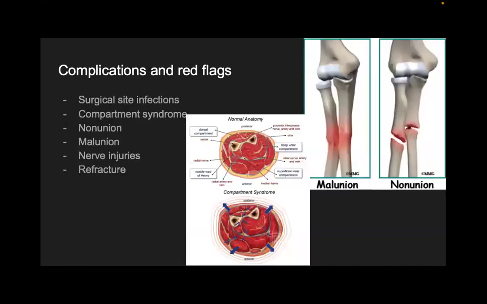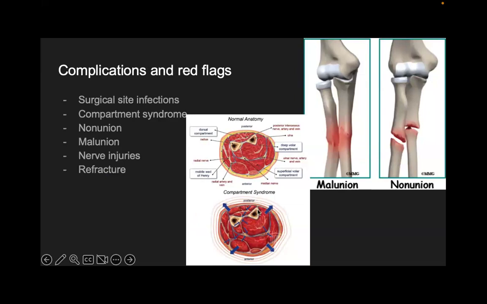Some of the red flags that you could see from either type of fixation is that, if you operate, you could get an infection. Compartment syndrome is what we talked about earlier. So if you could see here, this is the normal anatomy of a forearm. You're taking a cross section of it. You could see all the structures here are well defined.